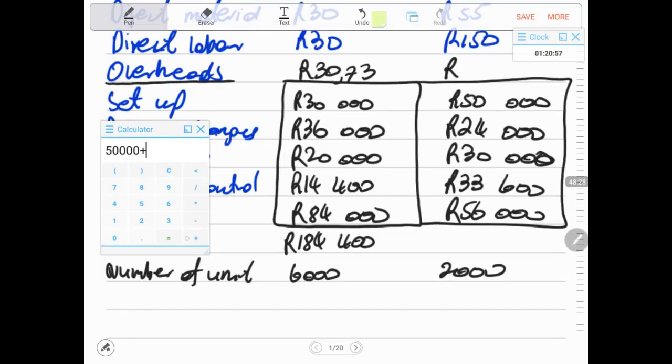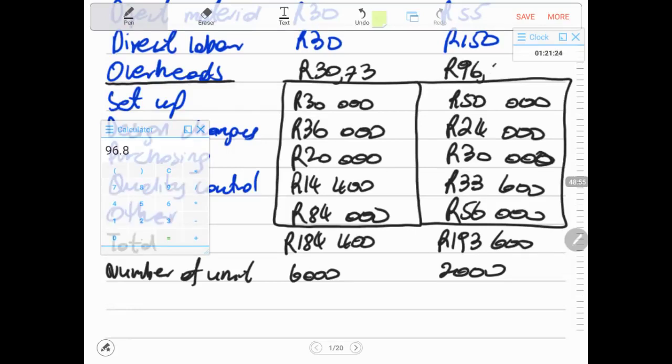50,000 plus 24,000 plus 30,000 plus 33,600 plus 56,000. This is 193,600. Divide this by 2,000 units. Then the cost per unit becomes 96 rand 80 cents.